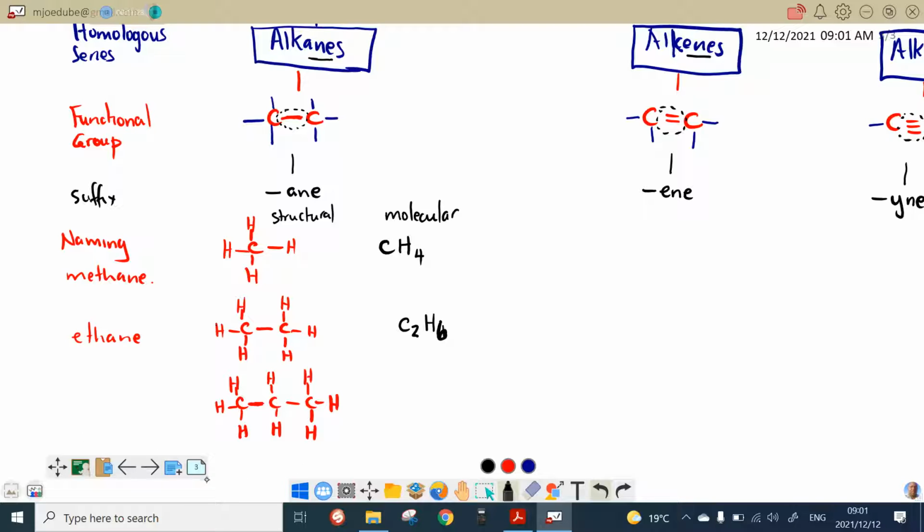And then the next substance that you have is your propane. Again, count how many carbons you have. You've got three carbons, so you write C3. And then how many hydrogens? You've got 1, 2, 3, 4, 5, 6, 7, 8, C3H8. So the molecular formula is C3H8.